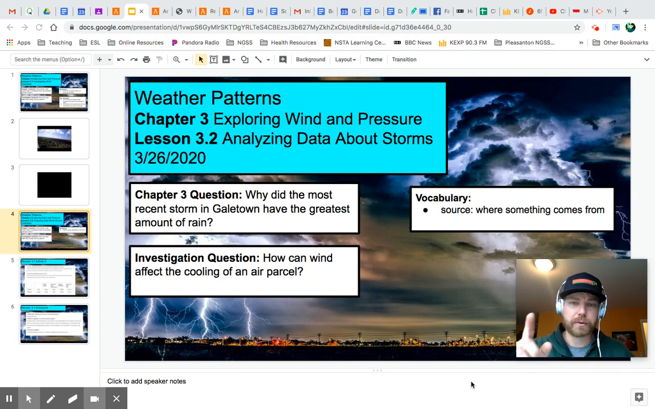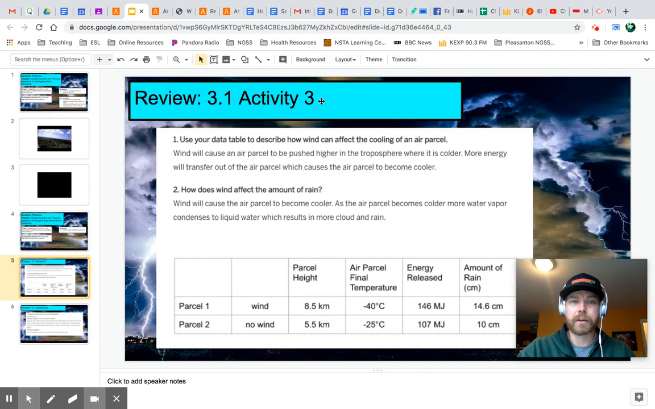Our vocabulary word today is source, where something comes from. And that will make sense as we get further into today's lesson. But before we get into today's lesson, let's look at yesterday's lesson, actually. I want to look at activity 3 with you.